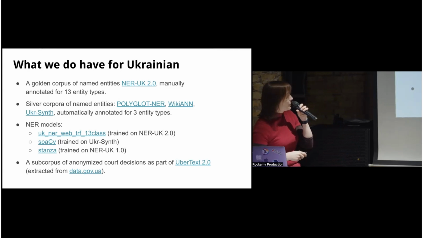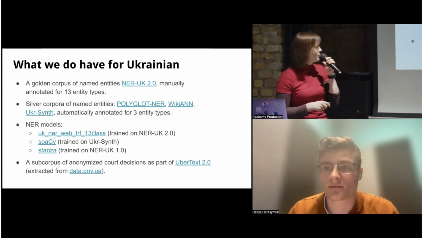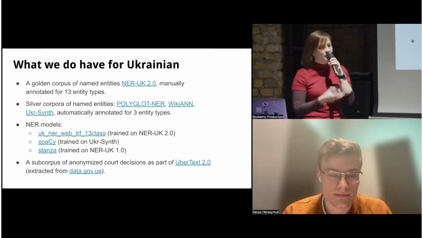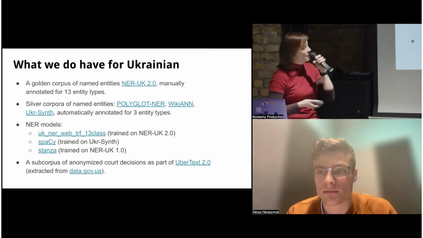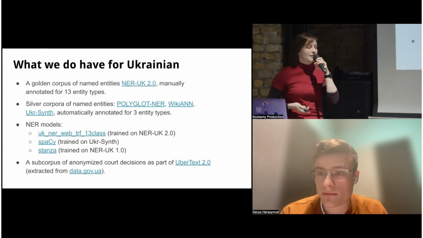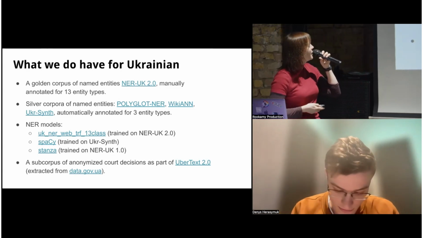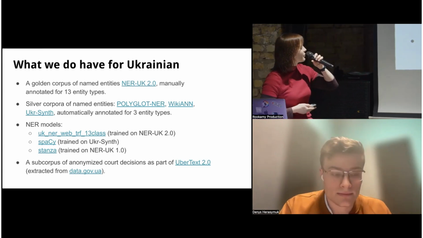There's also a subcorpus of anonymized court decisions. It's part of the UberText 2.0 corpus. It was extracted from this open portal of data. It's already anonymized, right? But it can be useful because it aligns well with this TAB corpus that I mentioned that was published for the English language. So we already have some foundation to start building an anonymizer for Ukrainian.